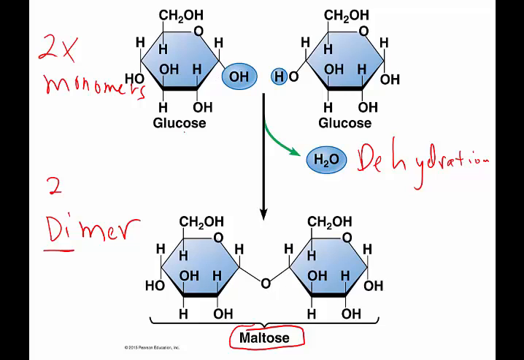Also, I should stop here and say that a common way to identify if something's a sugar is to look at this OSE ending. So OSE usually means sugar. So glucose, maltose, those are both sugars.